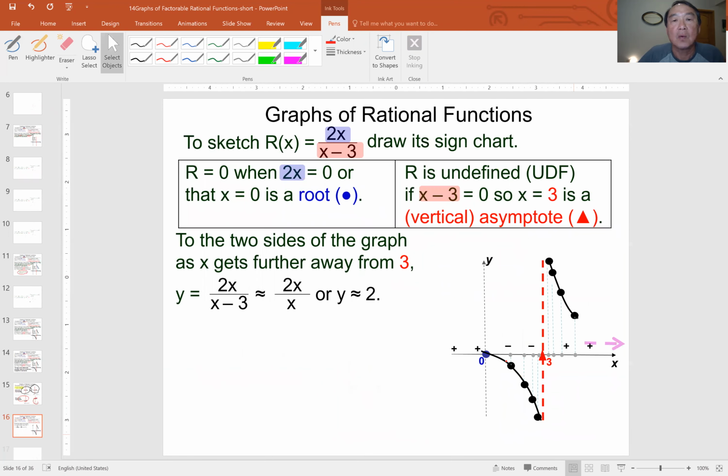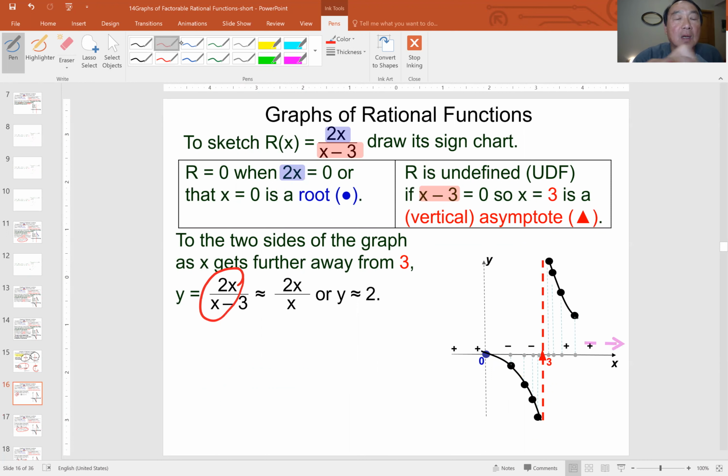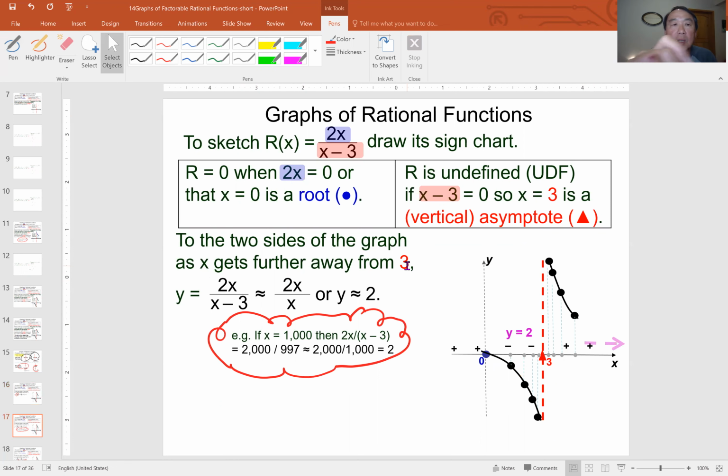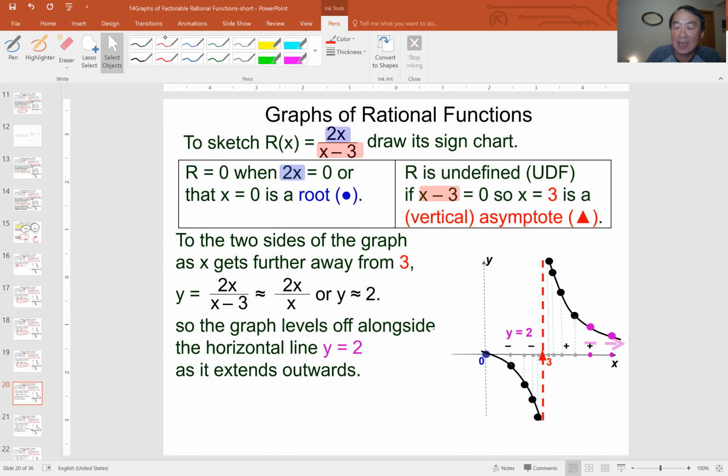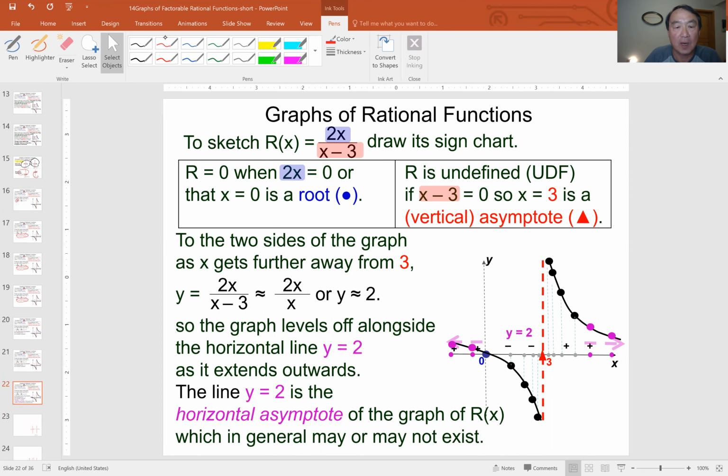And here are examples as x gets very large. When x becomes very large, basically this fraction is equal to the fraction of the two leading terms, which in this case is equal to 2. So the points you plot are going to get closer and closer to 2. So you have this line y equals 2, a horizontal line that the curves level out against. And this is a horizontal asymptote.